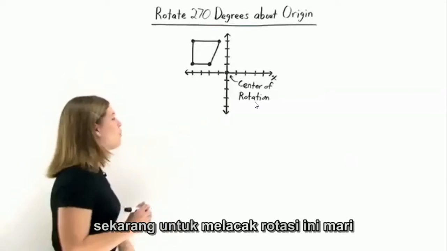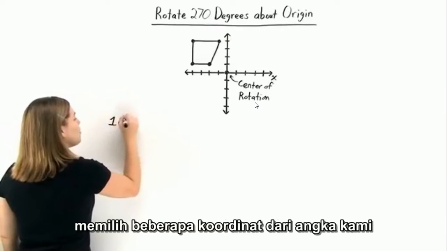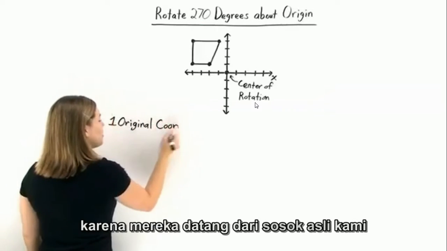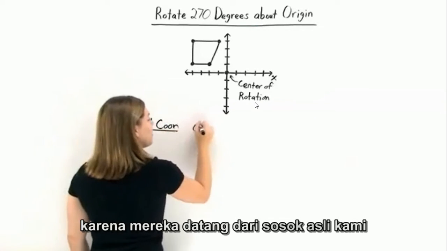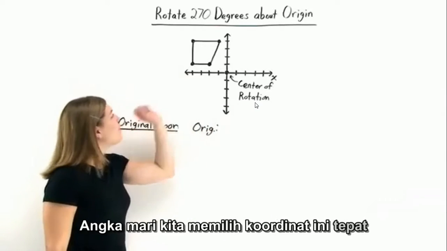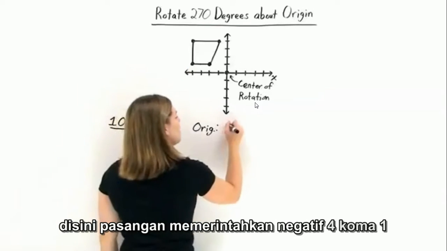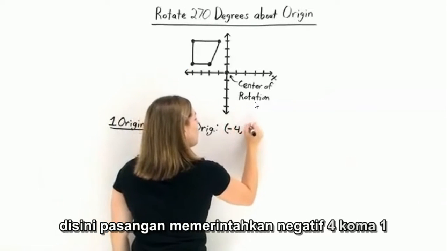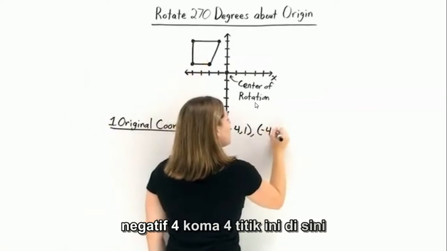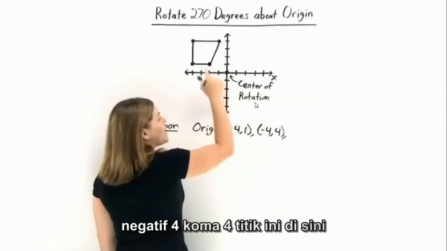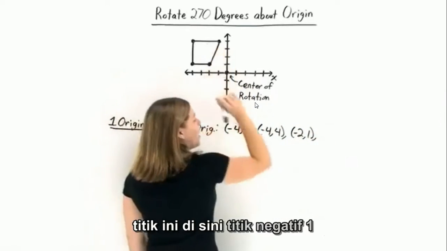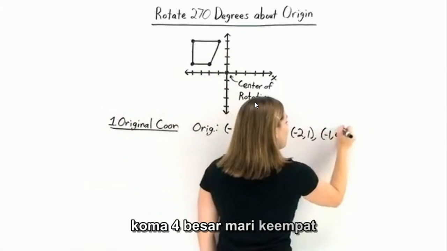Now, to keep track of this rotation, let's pick some coordinates from our figure. Let's call these original coordinates, since they come from our original figure. Now, let's pick the 4 vertices of our figure. Let's pick this coordinate right here, the ordered pair -4, 1. Then, this point up here, the point -4, 4. This point down here, the point -2, 1, and finally this point up here, the point -1, 4.